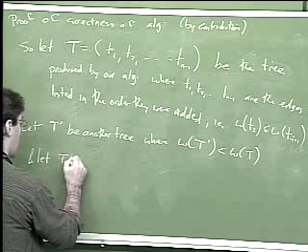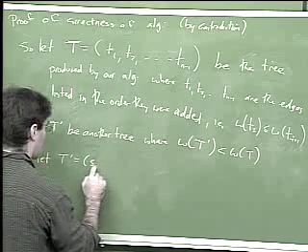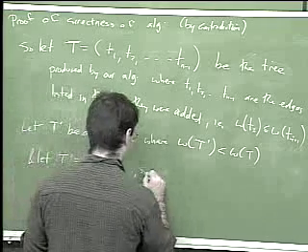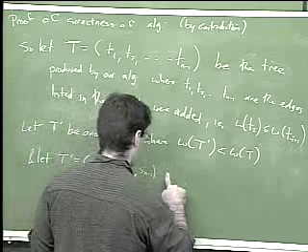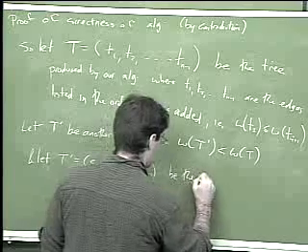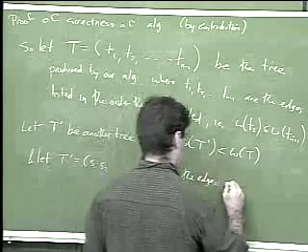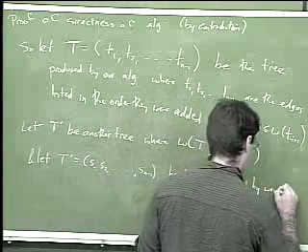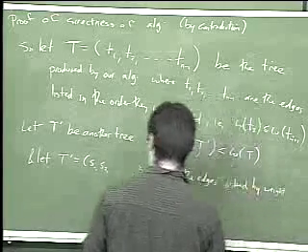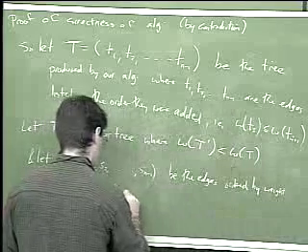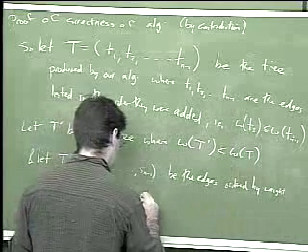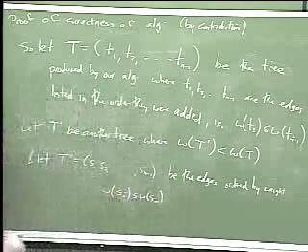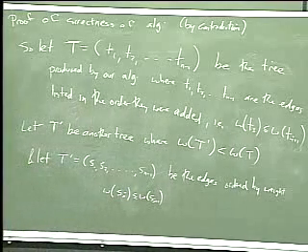And let T prime be S1, S2, dot, dot, dot, S sub n minus 1, be the edges ordered by weight. So just like our tree, we're just going to have the weight of S_i less than or equal to the weight of S_(i+1).